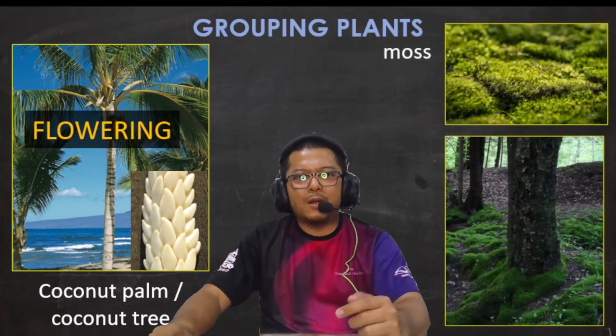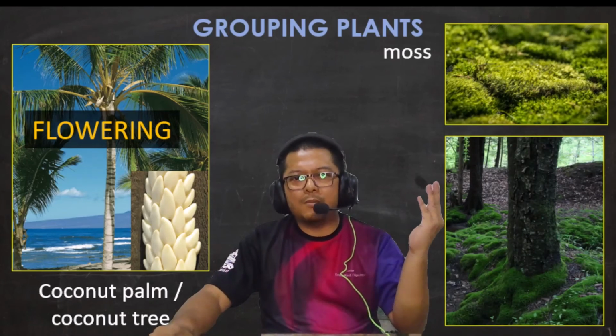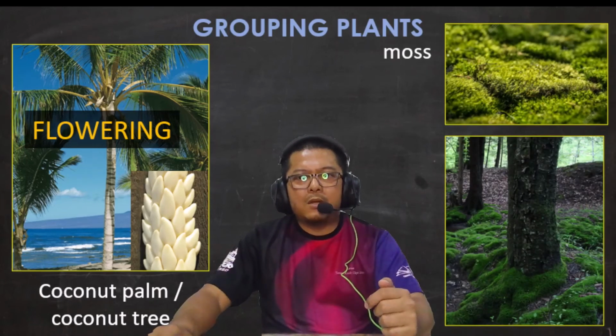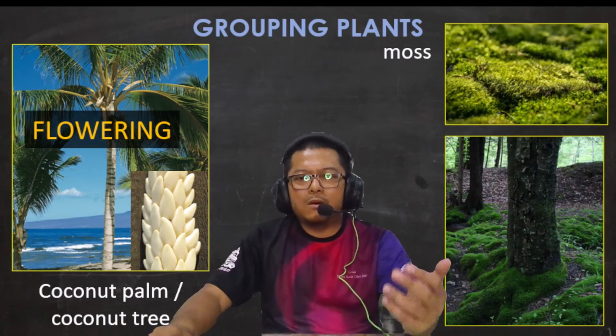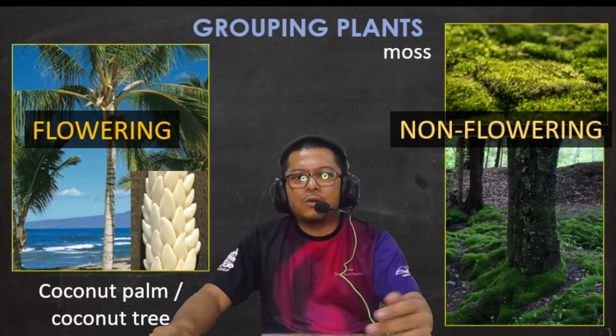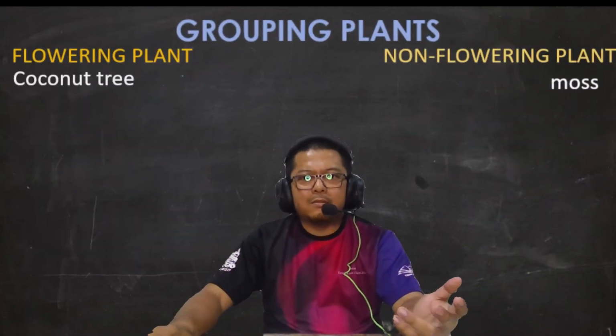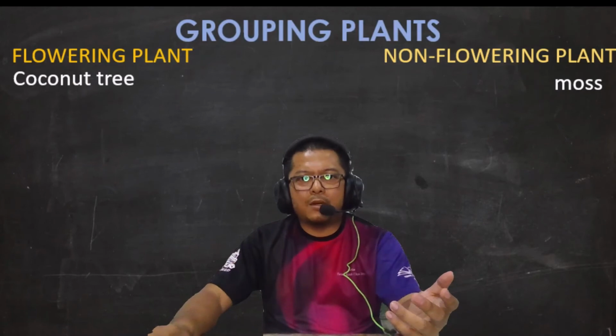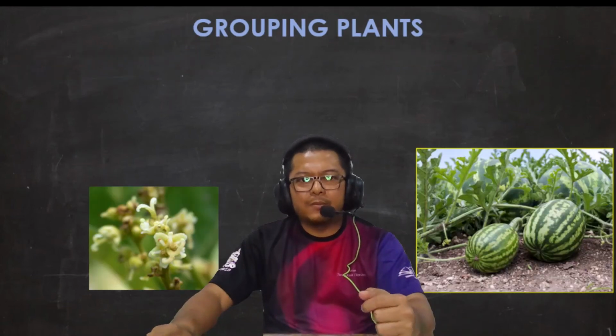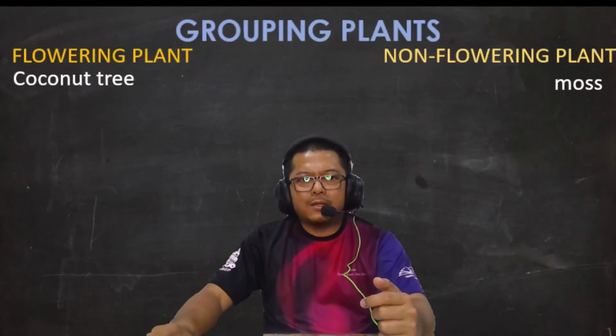Now, next plant, moss. Moss does not produce flowers, no fruit. So you call them non-flowering plant. That is non-flowering plant group. Okay, next. So moss would be at the non-flowering plant group. Coconut tree would be at flowering plant group. Excellent. So let's take a look at next.